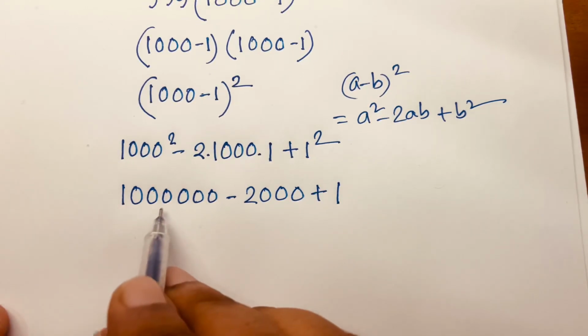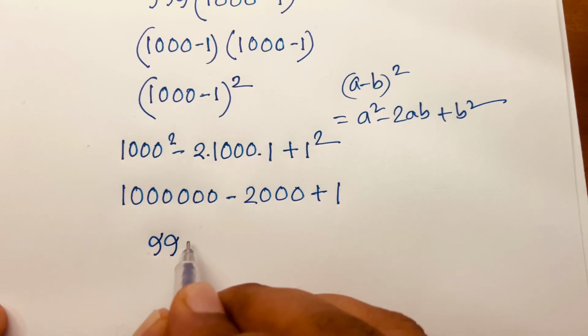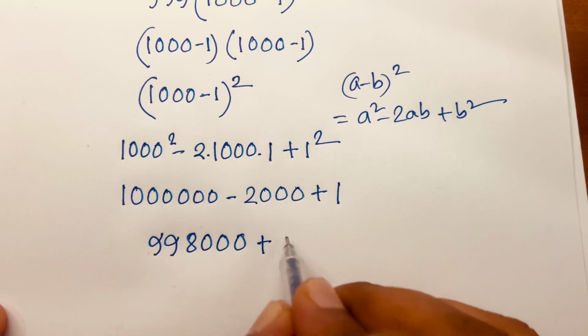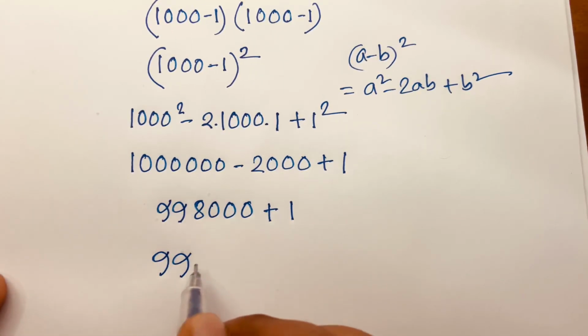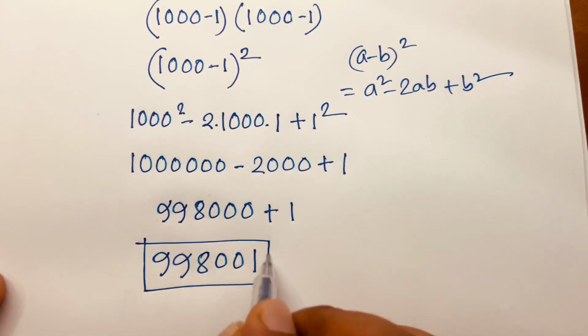Then I can say this minus this will be 998000, and here is 1. Then this plus this will be 998001. This is our final answer.